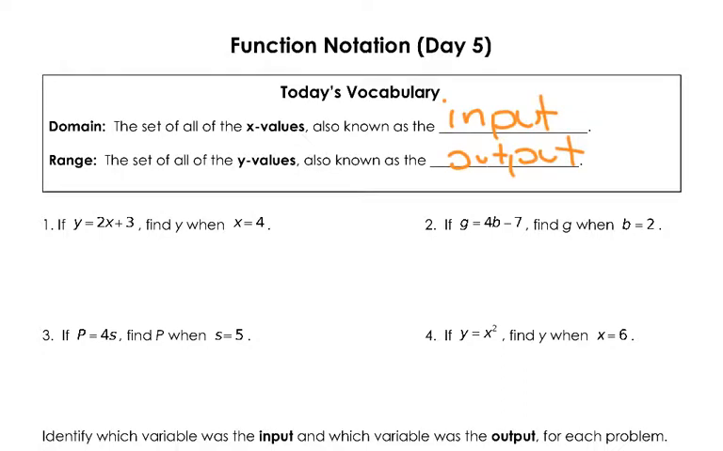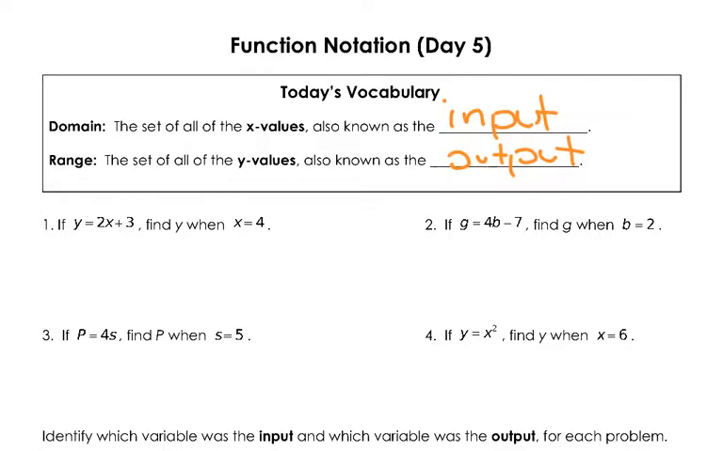All right, so we're on day 5. We're looking at function notation. Something that you'll know from today's vocabulary is the words domain and range. The domain is a set of all the x values, which is also known as the input. And range is a set of all the y values, also known as the output.